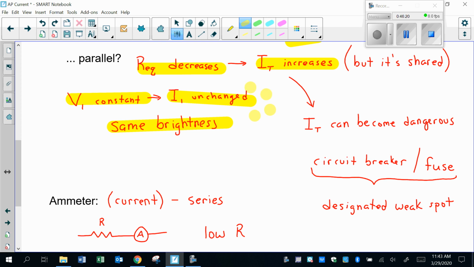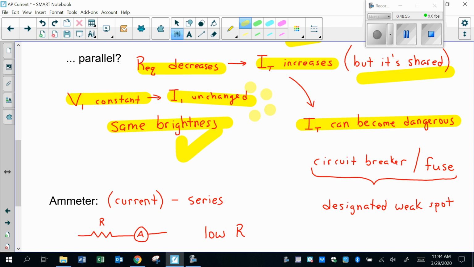Nothing is changing there. However, your battery has to send this current right here. Your battery has to send this current to more and more branches. So just because your individual light bulb stays the same, your battery or your EMF source has to push out more and more and more because all that current that it pushes out has to be shared. So what happens is the current coming out of the battery can become very dangerous. Current is what kills. It kills humans and it kills your circuits. It's what causes all the damage. So your total can become very, very dangerous. It can cause wires to melt and malfunction.